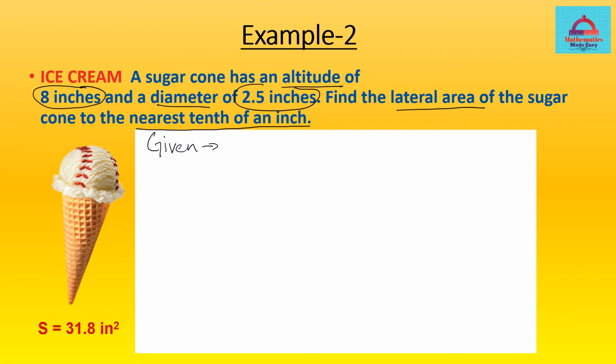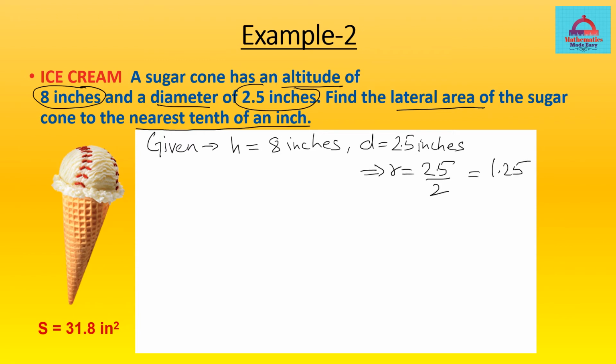find the lateral area. So given your h is 8 inches, your diameter is 2.5 inches, so that would give your radius as 1.25, and the unit is same, inches here.